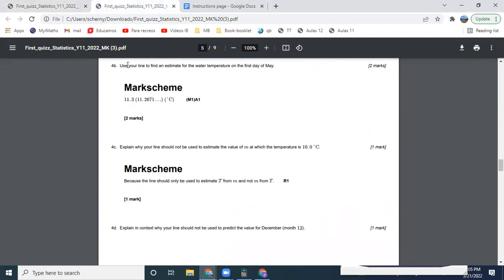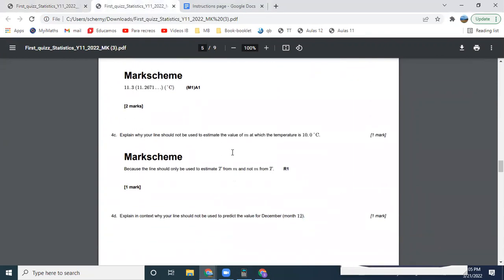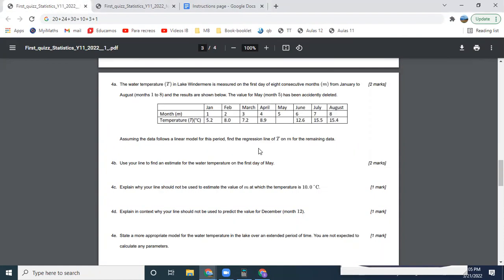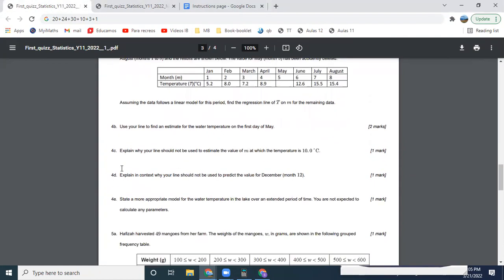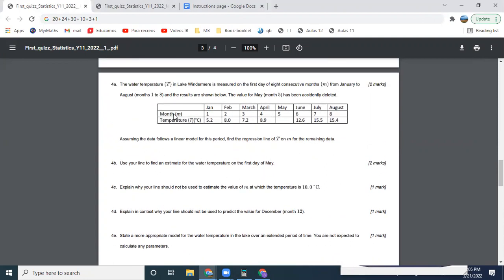Okay, you can go and read the marks, which I will leave attached in the YouTube video and everywhere. So explain in context why your line shouldn't be used to predict the value for December. Well, if we understand real life, the water temperature isn't linear because it depends if we are in summer, winter, autumn, and so on, right?